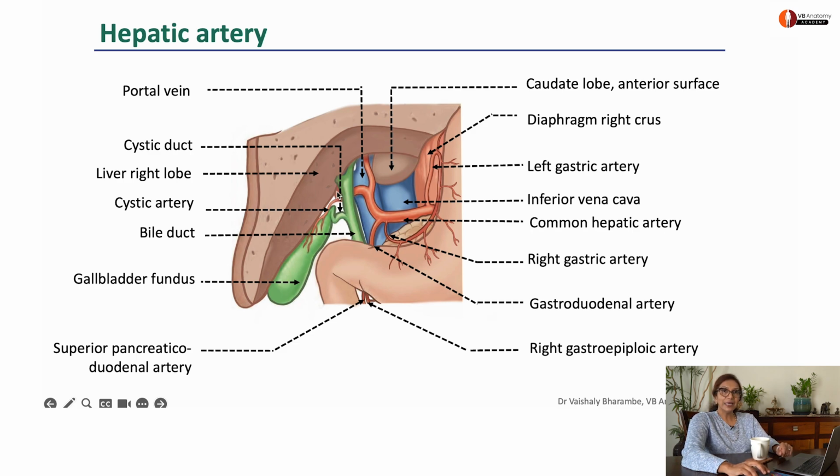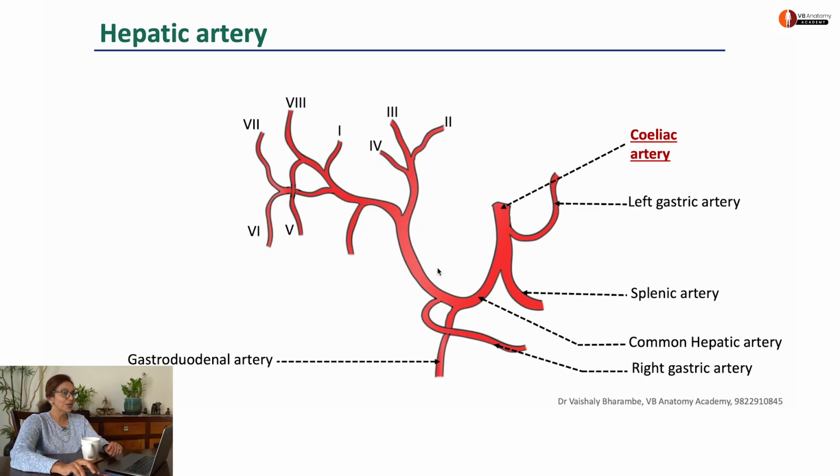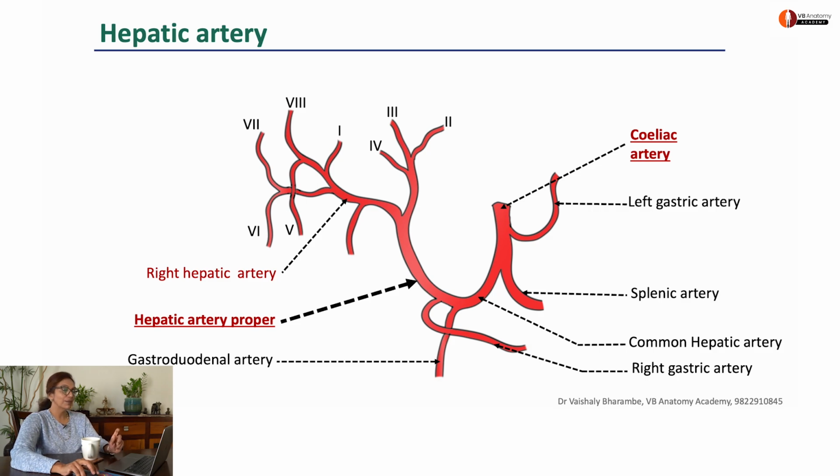What about the hepatic artery? Hepatic artery lies behind the bile ducts. Okay, it's a branch of the common hepatic artery or a continuation of the common hepatic artery over here. After it gives off the right gastric, here's the hepatic artery. Once through the portal, at the porta hepatis, it divides into right hepatic artery and the left hepatic artery.